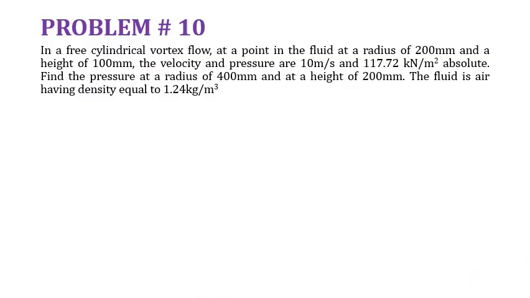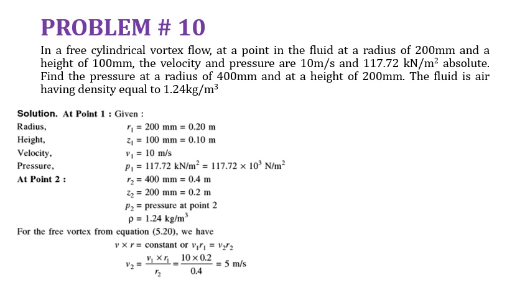So the last numerical, in a free cylindrical vortex flow at a point in a fluid of radius 200 millimeter and height of 100 millimeter, the velocity and pressure are 10 meter per second and 117.72 kilonewton per meter square absolute. Find the pressure at a radius of 400 millimeter and at a height of 200 millimeter. The fluid is air having density equal to 1.24 kg per meter cube.